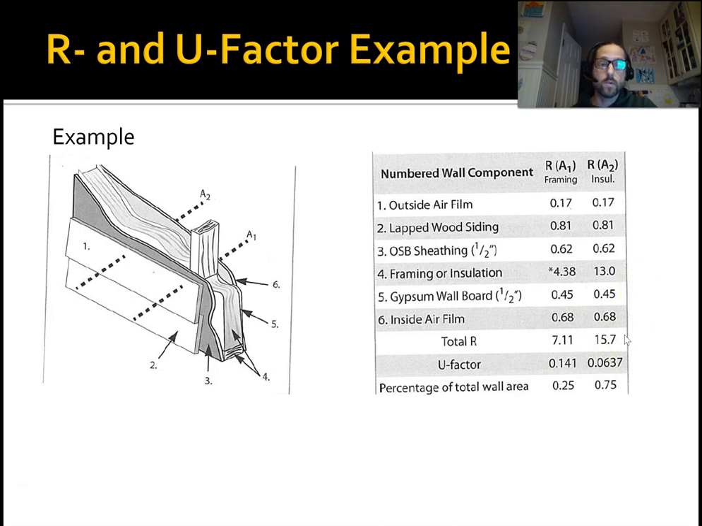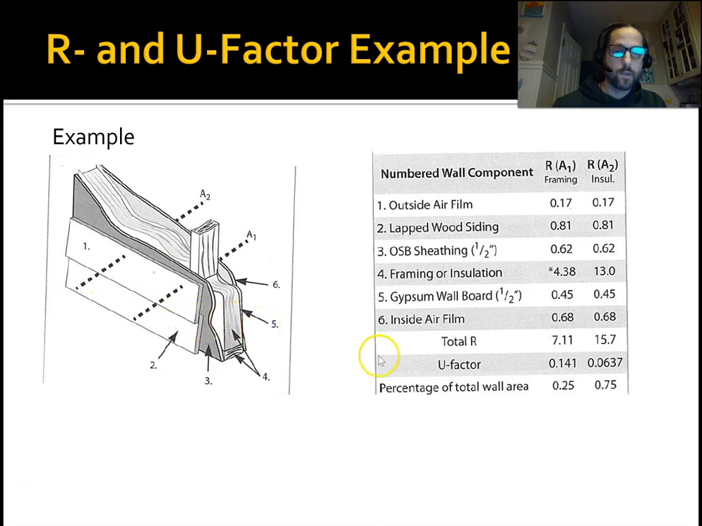We know that R is 1 over U and U is 1 over R, so we divide 1 by 7.11 and we get 0.141 for our U value for the framing, and then 0.0637 for the U value for the insulation. Hopefully that should be pretty easy, because that's just adding and then dividing 1 by that. If you use your calculator, you'll see that 1 divided by 7.11 is 0.1411. Now we have the R value and the U factor of each cross-section.